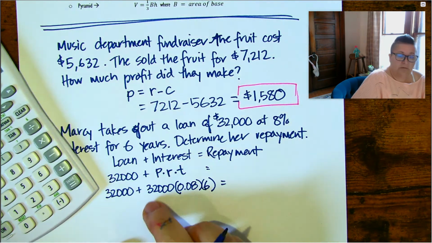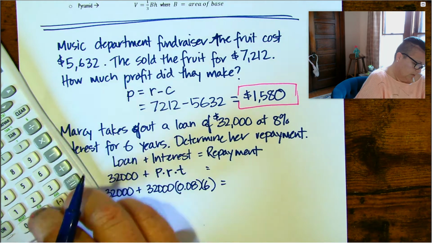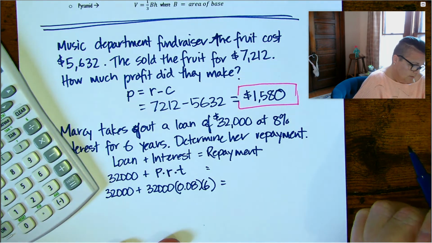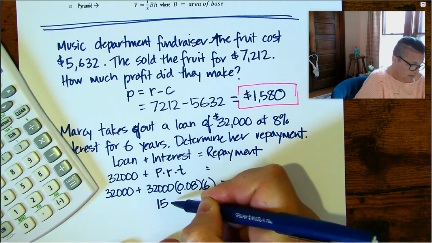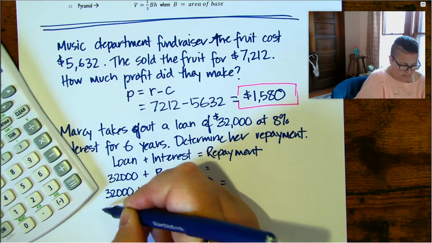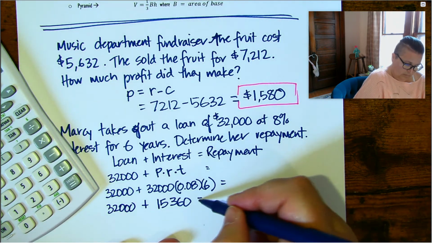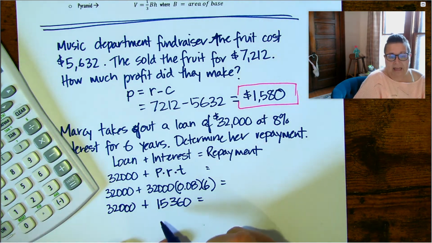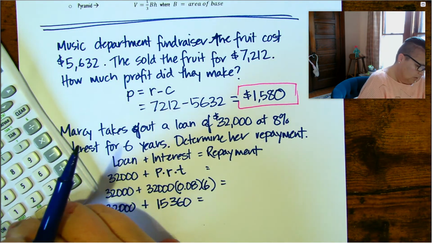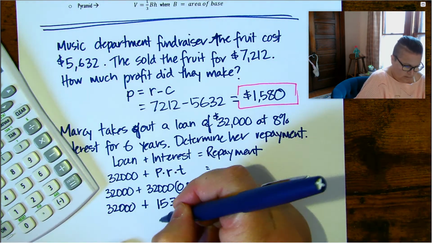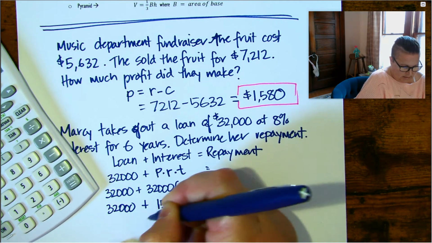So I need to figure out what 32,000 times 8% times 6 years. So this bit is 15,360. So I need to add that interest to the initial loan. And I get $47,360.